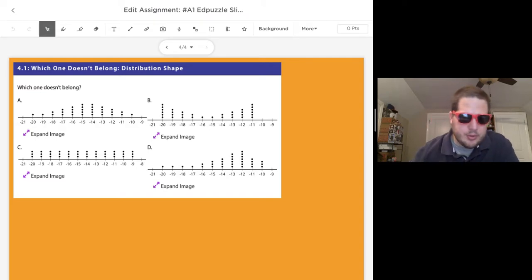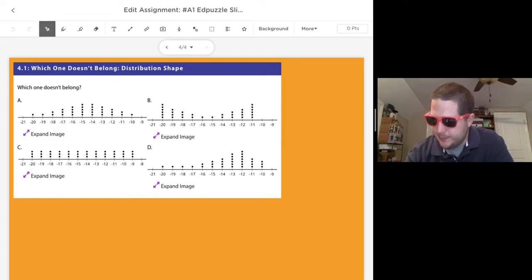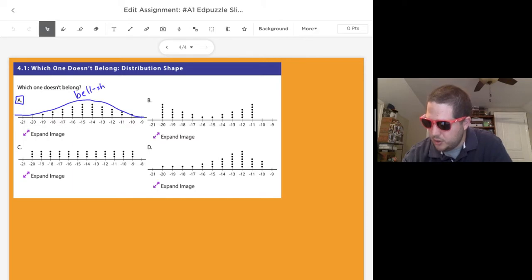All right, so there's actually a name for all of these different types of graphs, okay? For letter A, we're going to call that bell-shaped because if you look at it, it looks like a bell a little bit, right? So we're going to say this is a bell-shaped distribution. It means it's normally distributed. This is a pattern that will show up a lot in data, and as we go along, you're going to see a lot of examples of that. Okay, so bell-shaped distribution.